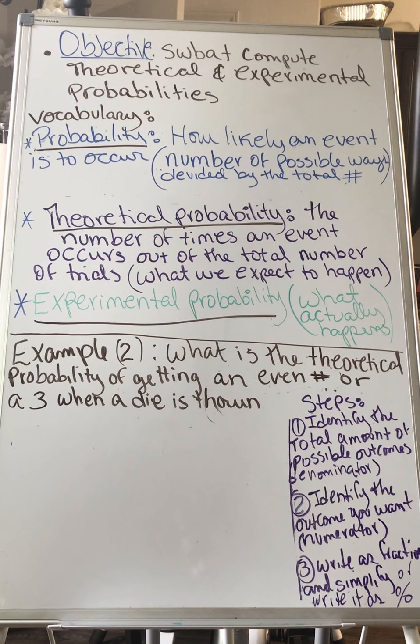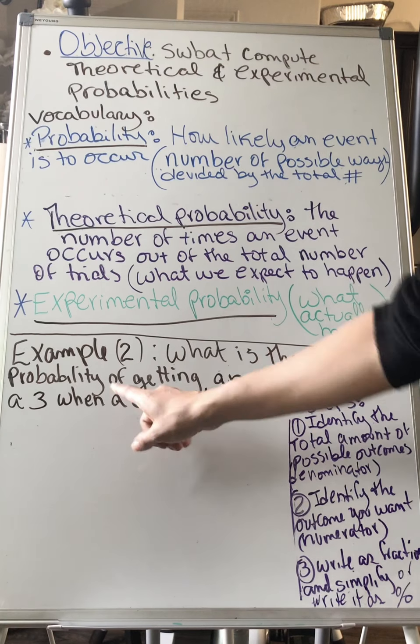Hello guys. For this second example, we're going to find the theoretical probability of getting an even number or a number 3 when a die is thrown. So again, if I have a die and I throw it up, what is the probability, theoretical, because I don't have the die in my hands and I'm not conducting the experiment myself. But theoretically speaking, knowing the facts about a die, what is the probability of getting an even number or a 3 when a die is thrown?